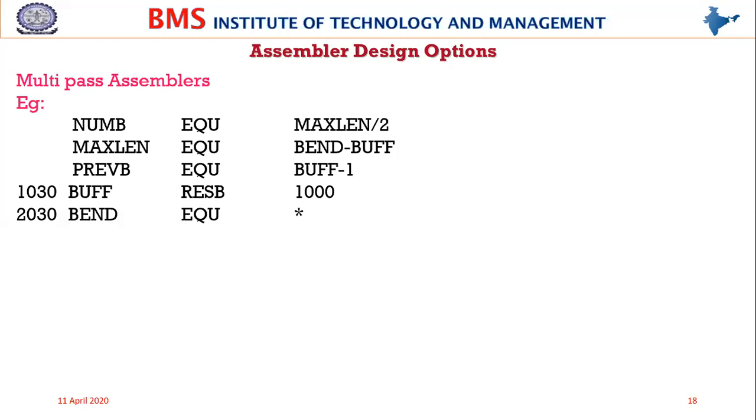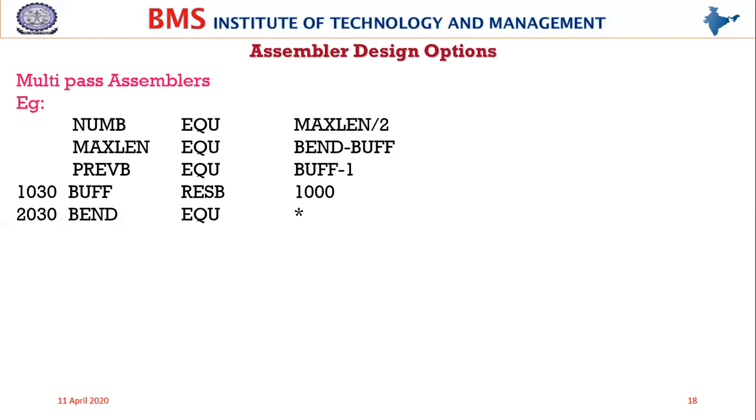And then buffer end equal to star has been defined. And it is again a symbol definition. We have only one declaration here, that is buffer. The rest are all symbol defining statements. Buffer end equal to star is given the address 2030 by pass one.